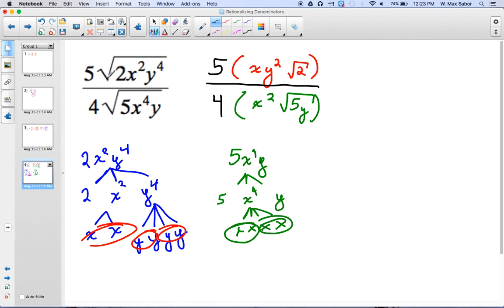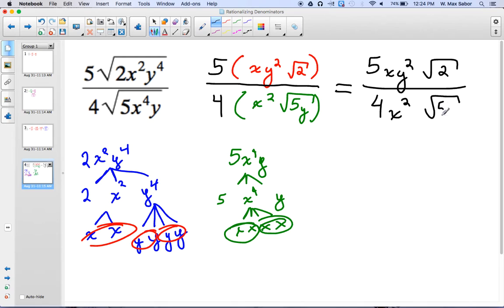So now this radical has been simplified to what's in red. This radical has been simplified to what's in green. Now we have 5xy squared times the square root of 2 over 4x squared times the square root of 5y. This is not done because there's the radical 5y in the denominator.